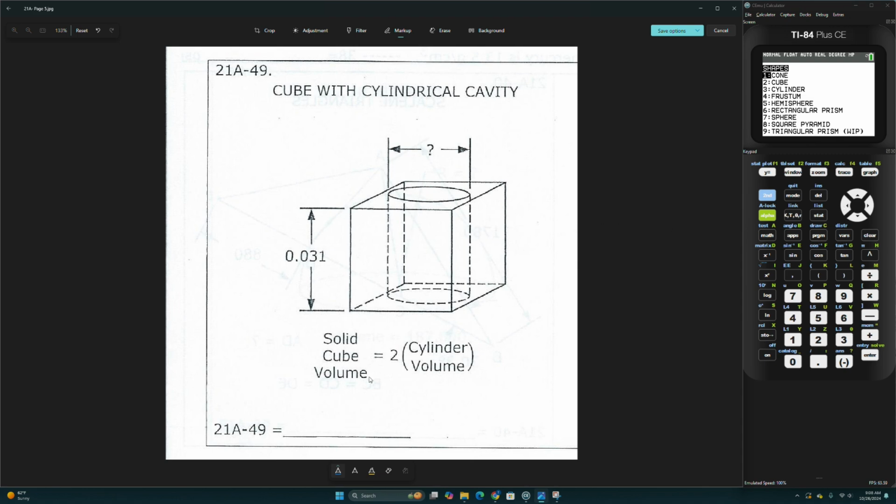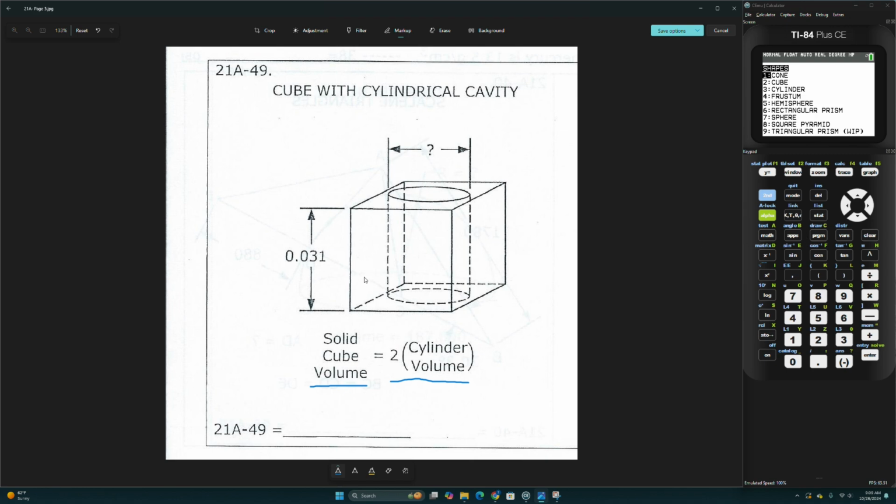So the solid cube volume is equal to double the cylinder volume. Well, the solid cube, that's talking about the whole cube volume, right? I've gone over these problems before, so you can check them out, but this is just specifically for the program. And then it's double the cylinder volume. So the cylinder volume is 0.31 cubed, the solid cube volume, divided by 2.